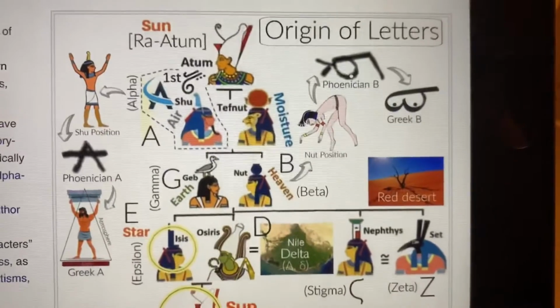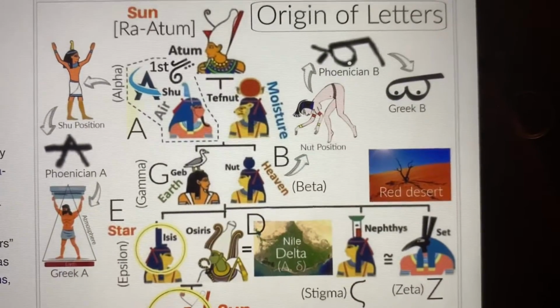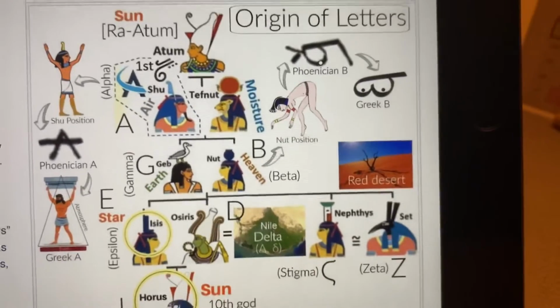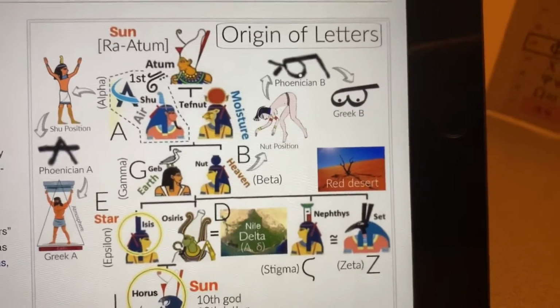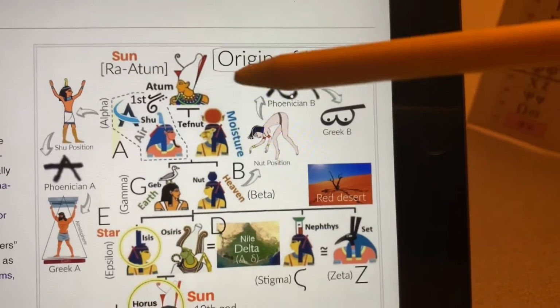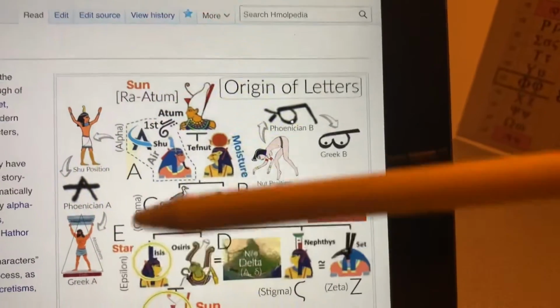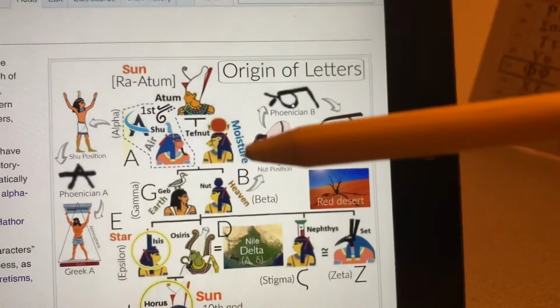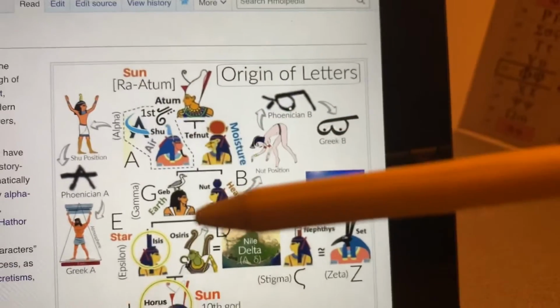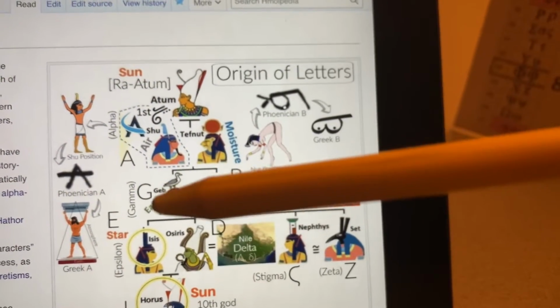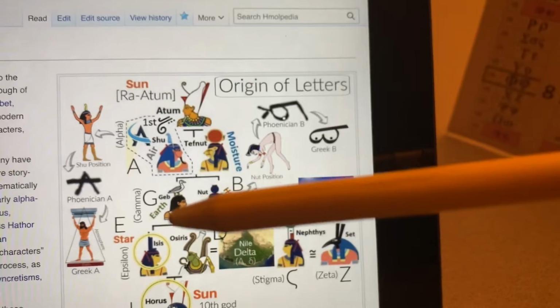So here we have the creation myth presented or developed in Heliopolis. First, Atum breathes out air, the first letter. So it becomes the Phoenician A and the Greek A. There's Tefnut as moisture. They procreate. Geb and Nut. G becomes the symbol of the male erection letter.